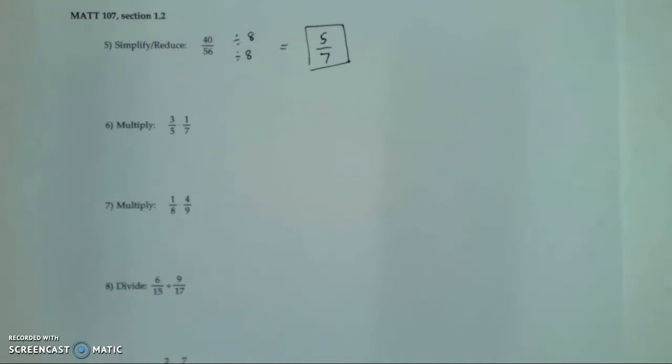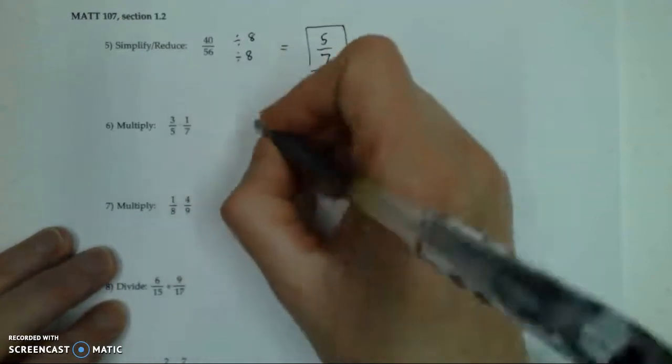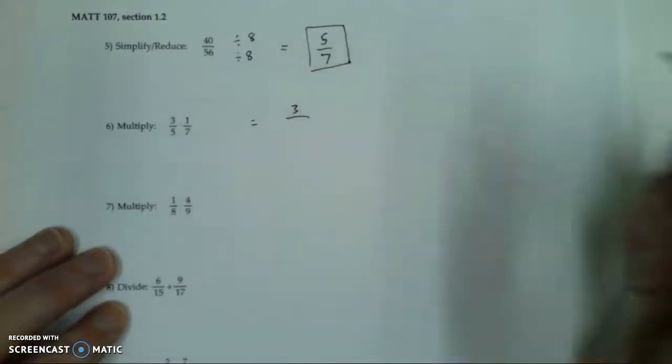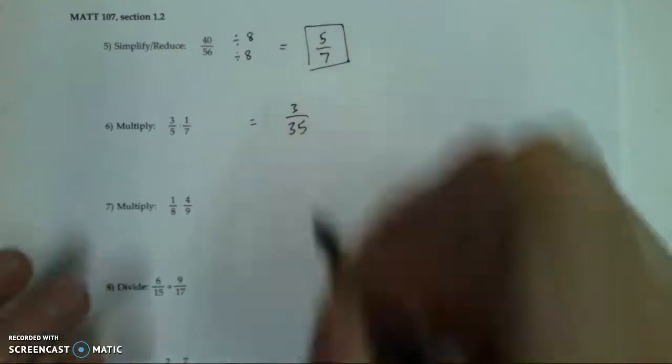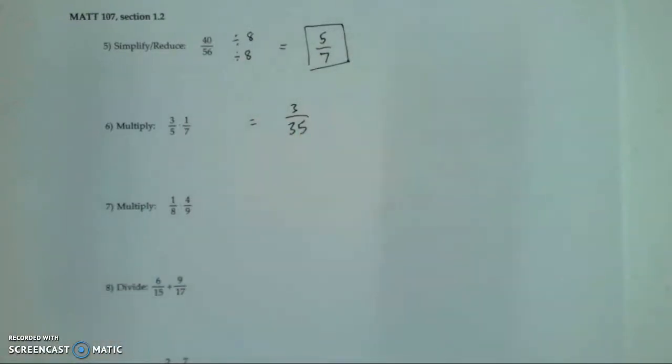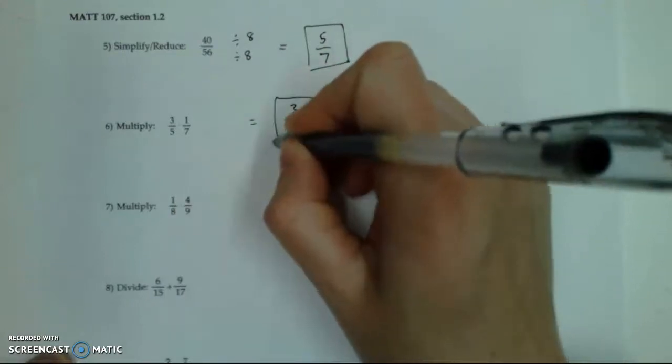All right, let's look at multiplying fractions. To multiply fractions, I multiply the numerators, and then I multiply the denominators. So here, 3 times 1 is 3, 5 times 7 is 35. Before I box it off, though, can I reduce that? No, I can't. That is my final answer.